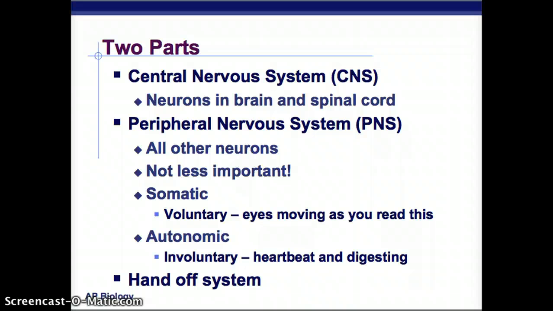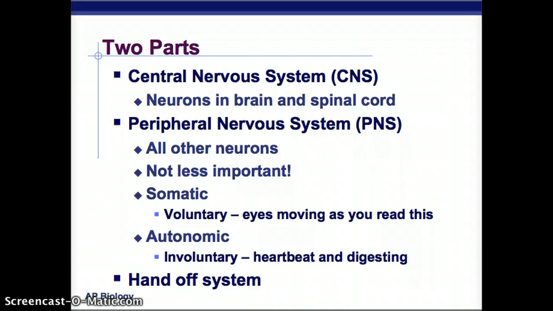Alright, so now that we've talked all about the neurons, we're going to move on to the overall nervous system. How does it work? So it's in two parts. The central nervous system, the neurons in your brain and spinal cord, and the peripheral nervous system, the PNS, which is everything else. Just because it's called peripheral does not mean it is less important. It's then broken down into two parts, the somatic system, which controls voluntary movements, such as your eyes moving as you read this, and then also the autonomic system, which controls all involuntary motions, such as heartbeat or digestion.